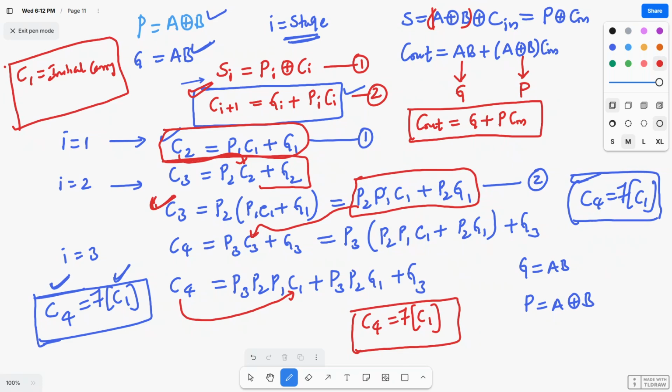In VLSI, we need to have circuits with less delay and low power consumption. So we need to select that type of circuits. That's why we are not preferring the ripple carry adder. Why? Because delay is more. That is one disadvantage, so we are searching for another alternative, and we got the carry look ahead adder.